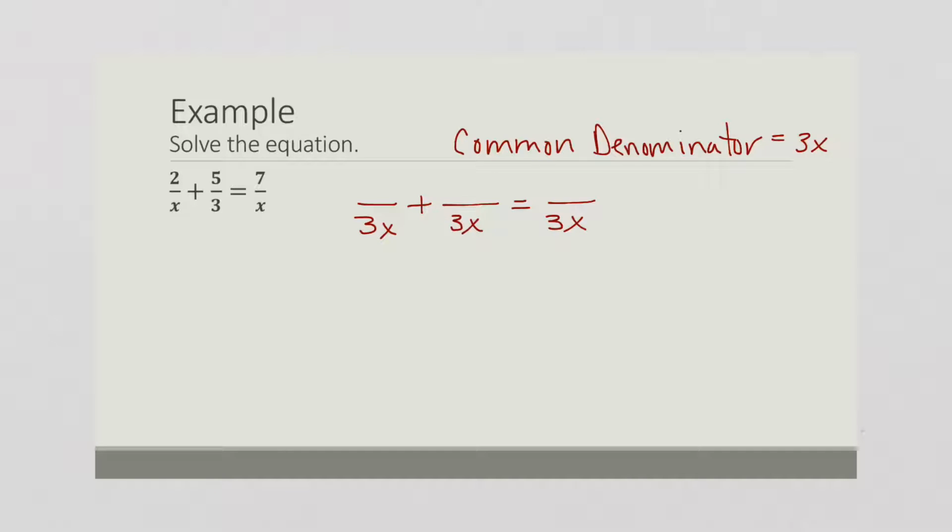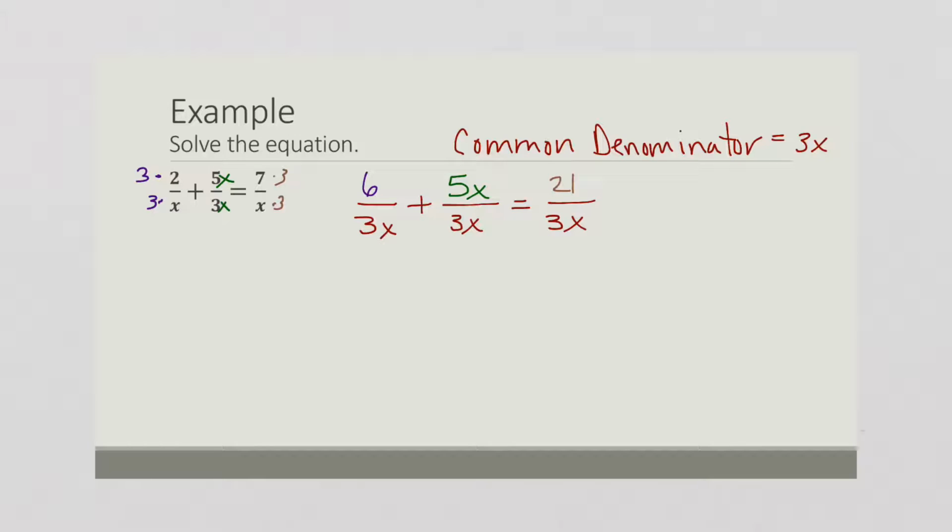Well, if I notice, in the first term I have 2 over x. The denominator is missing the 3. So not only do I have to multiply the denominator by 3, but I also have to multiply the numerator by 3. And 2 times 3 is 6. Then I look at the second term. In this case, I have the 3, but I need to multiply both terms by x. So I have 5x on top. And lastly, I need to look at the final term, and it also needs to get multiplied by 3. So 7 times 3 is 21.